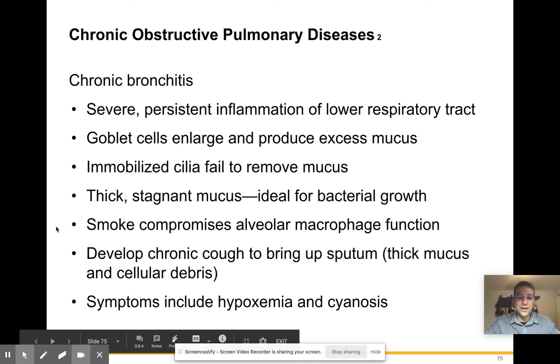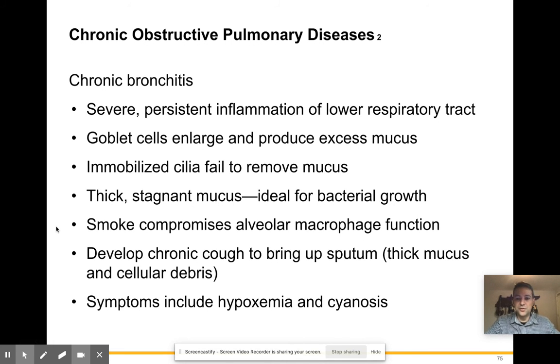Okay, so chronic bronchitis is the severe persistent inflammation of the lower respiratory tract where the bronchi are. That's where the trachea breaks off into two different sections to go into the lungs. We talked about goblet cells in the last lecture. Goblet cells produce mucus so that the ciliated epithelial cells have mucus to move around and catch irritants or debris that gets into the lungs.